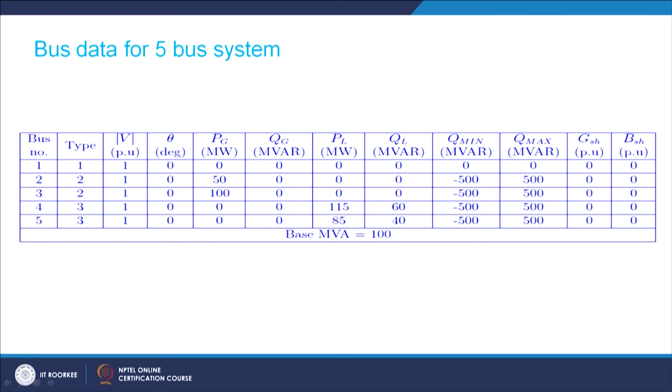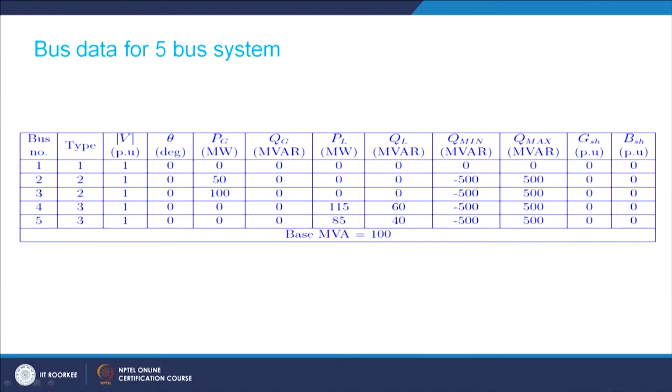So, bus number 1, 2, 3, 4, 5. Here in this data we have denoted type. Type is 1, 2 and 3. Type 1 denotes that it is a slack bus, type 2 denotes that it is a PV bus, and type 3 denotes that this is a PQ bus. And we have already discussed in the last slide that bus 1 is taken to be the slack bus. So, that is why its type is denoted as 1.